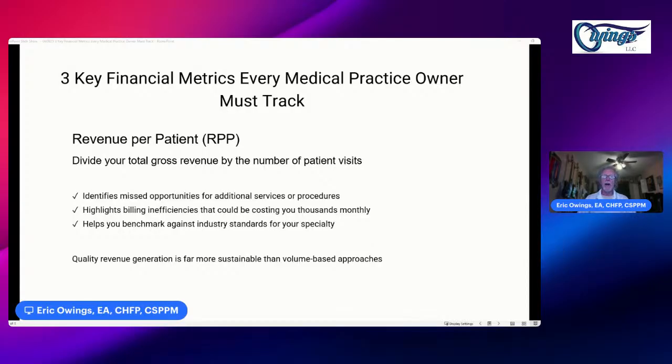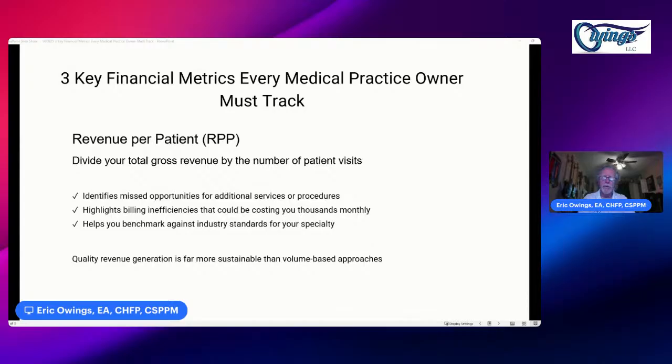Okay, so first one, revenue per patient. This is a number that should basically be either a couple digits, maybe 3 digits in length. But if you take the gross revenue that you take by the number of patient visits, I heard numbers in the neighborhoods of the 70s, 80s, hundreds, that sort of thing.